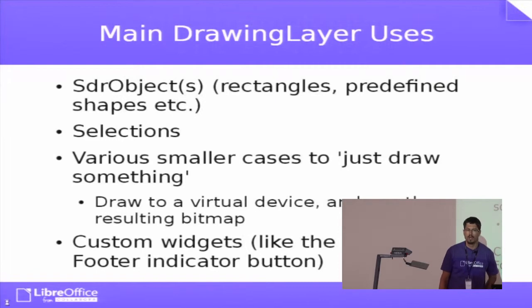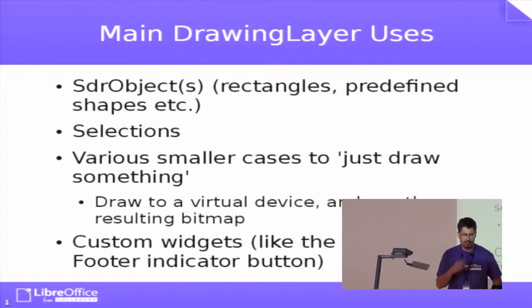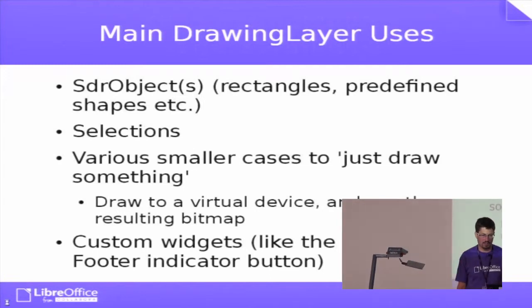So where is the drawing layer used these days? One is SDR objects, which are the shapes that you have in Draw or in Impress or in Writer as well, these vector drawings. The selections use drawing layer, so when you select the text in Writer, that's using drawing layer as well. Then there are small cases like I've shown you in the example at the beginning, just to show you some preview of anything. And it is also used for custom widgets. For example, the buttons for headers or footers in Writer that appear when you click into the header are done through drawing layer as well.